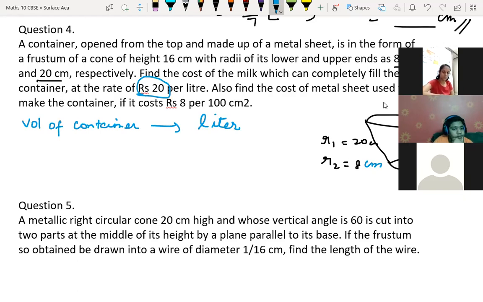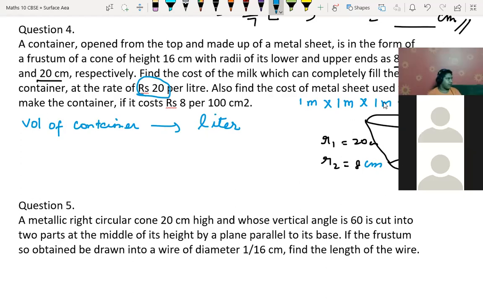Liter, children, will be, if you are using 1 meter into 1 meter into 1 meter, if your container is like this, you can write here 1000 liters. In 1 meter, 1 meter, 1 meter you are having 1000 liters. So find the volume of the can. How to find the volume of the can, children?